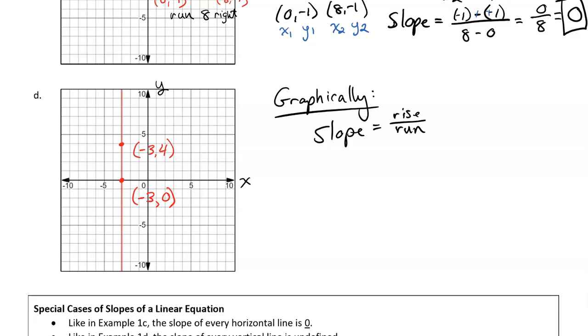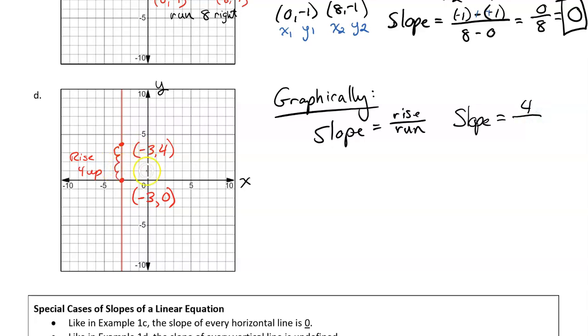So if I'm counting the rise and the run, how do I go from this? We'll count the -3, 0 as our first point. How do I go from our first point to our second? Well, I'm going to rise 1, 2, 3, 4. So rise 4 units up. So that means it's a positive. So I'm going to say over here, the rise is equal to 4.